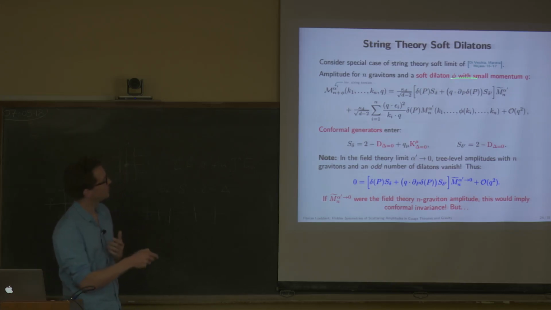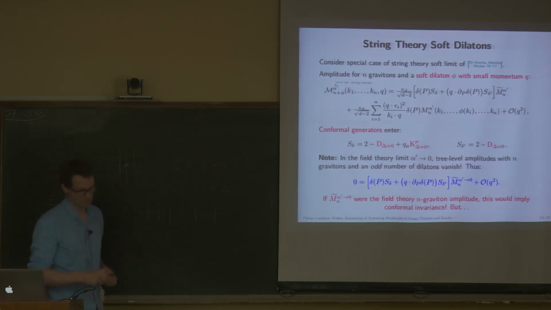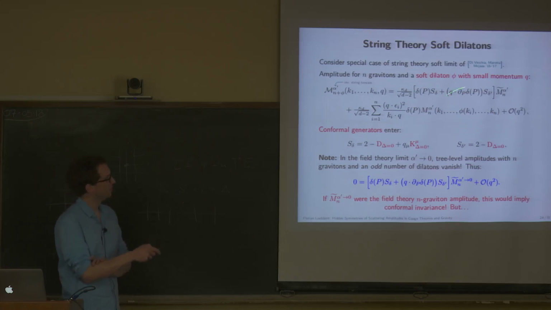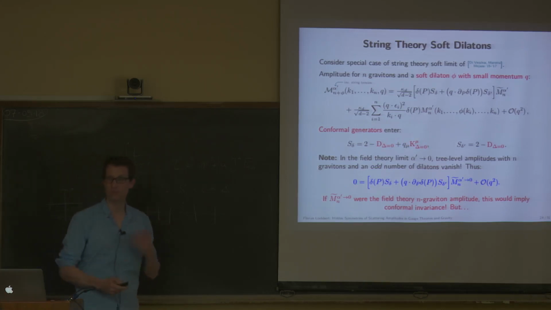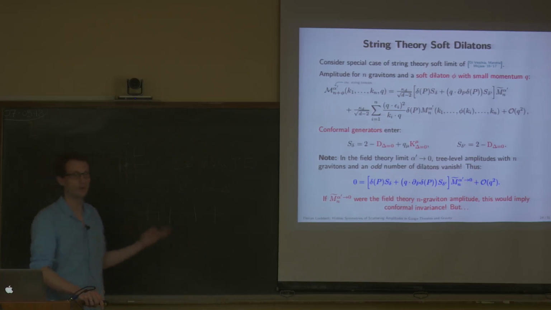If I apply this knowledge to this equation of the soft limit that these people have found, then I see here I have an amplitude with 1 dilaton, and here I have an amplitude with n-1 gravitons and 1 dilaton. So actually these should vanish in the field theory limit, which means that only this first line remains, which is this blue equation. Since S delta and S delta prime include the conformal generators, and I have a 0 on the left-hand side, and this relation should hold for arbitrary q, if this were the field theory graviton amplitude, this should predict conformal symmetry, which is something we would not expect from the action as argued on the previous slide.